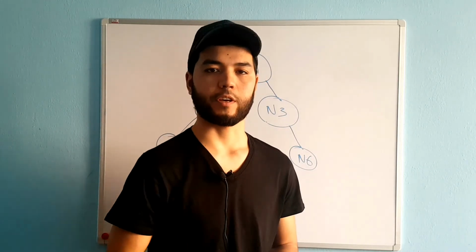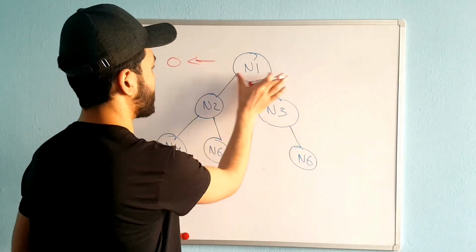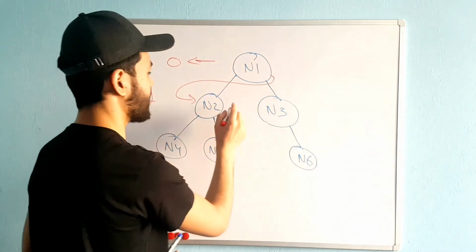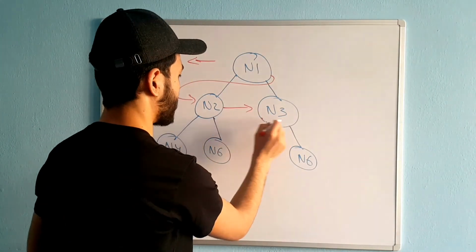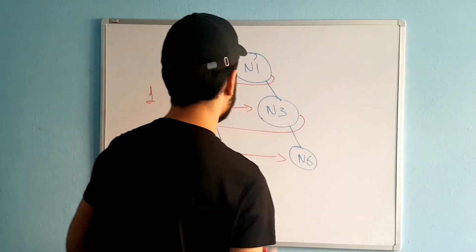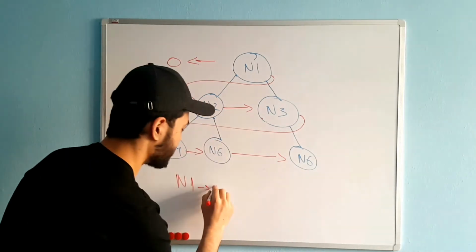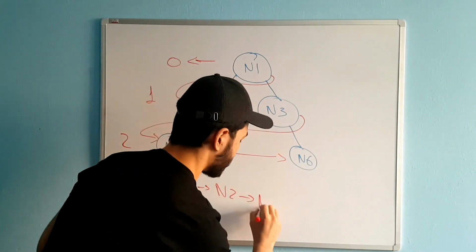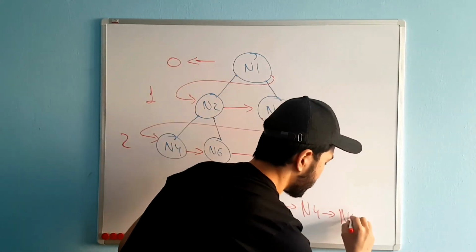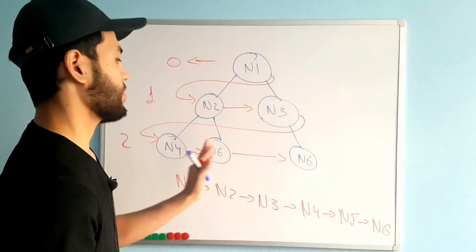The last type of traversal is the level order traversal. We're going to start from level 0, from here, and then after that we're going to go to level 1, and then the next node, and from this we're going to go to the 2nd level. If I write it, it will be like this. Firstly we're going to go n1, and then n2, n3, n4, n5, and n6. Okay, this is level order traversal.